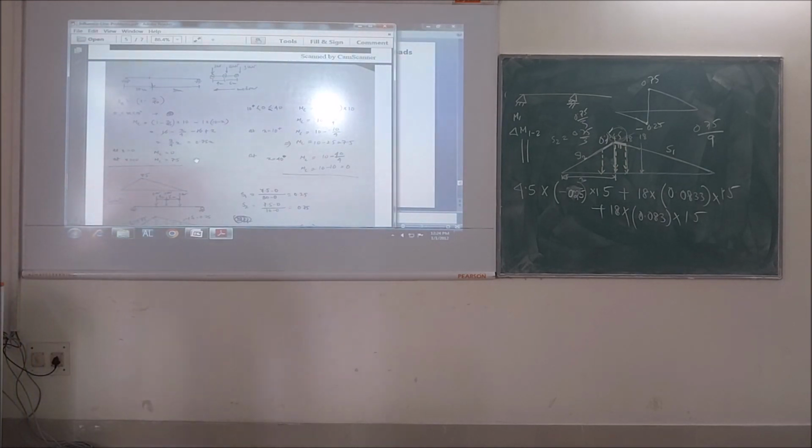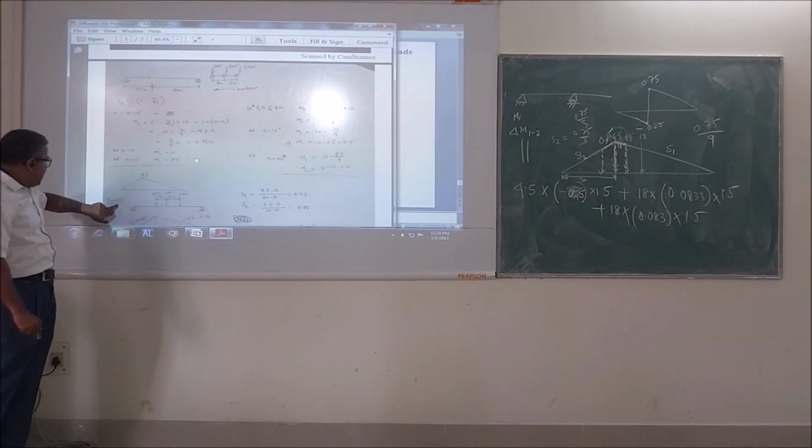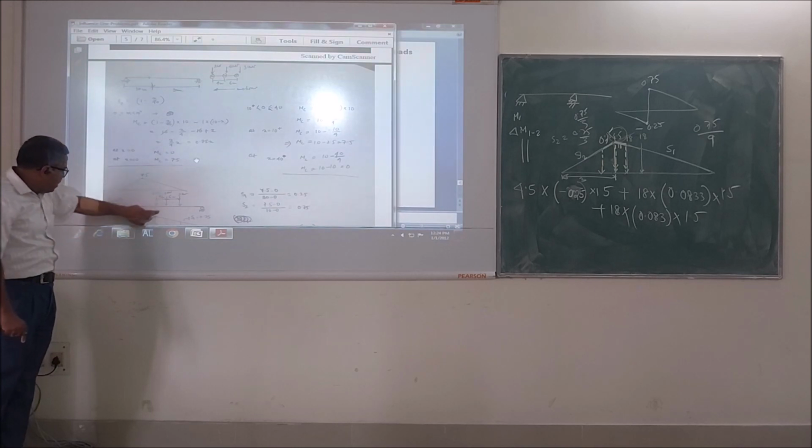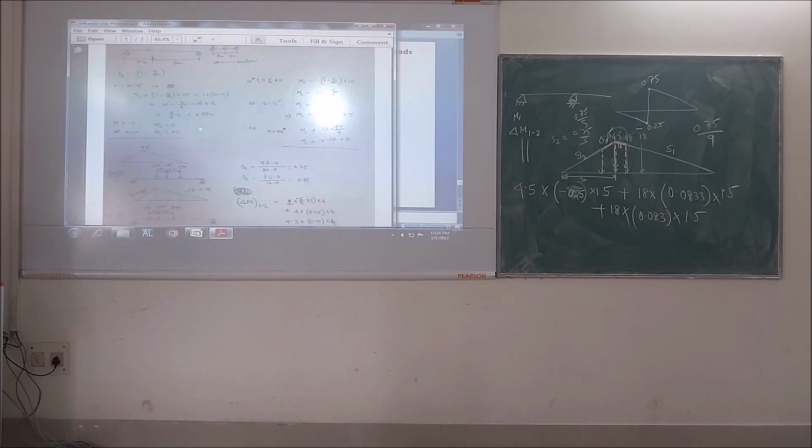Now if I get this kind of diagram, you see what is happening in this case. If I want to take this as my point, this is coming 10, so it is 7.5. That's why it's coming 7.5 over.